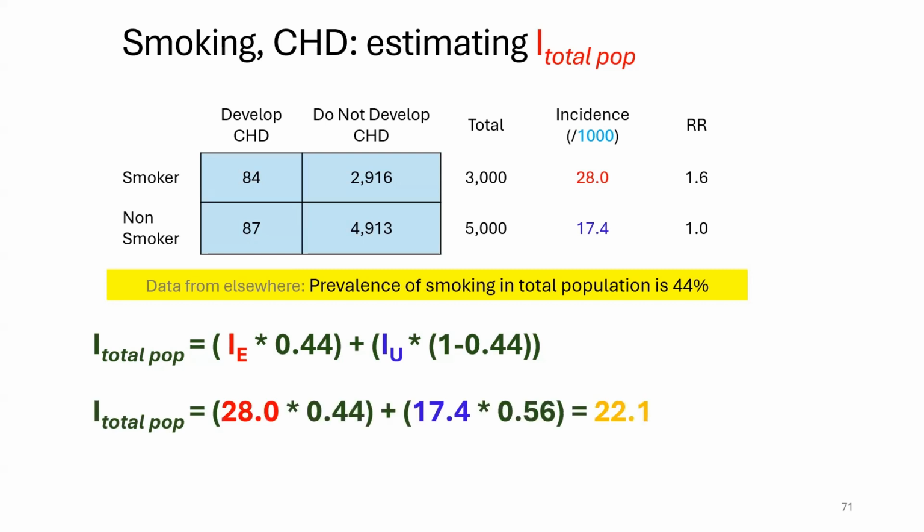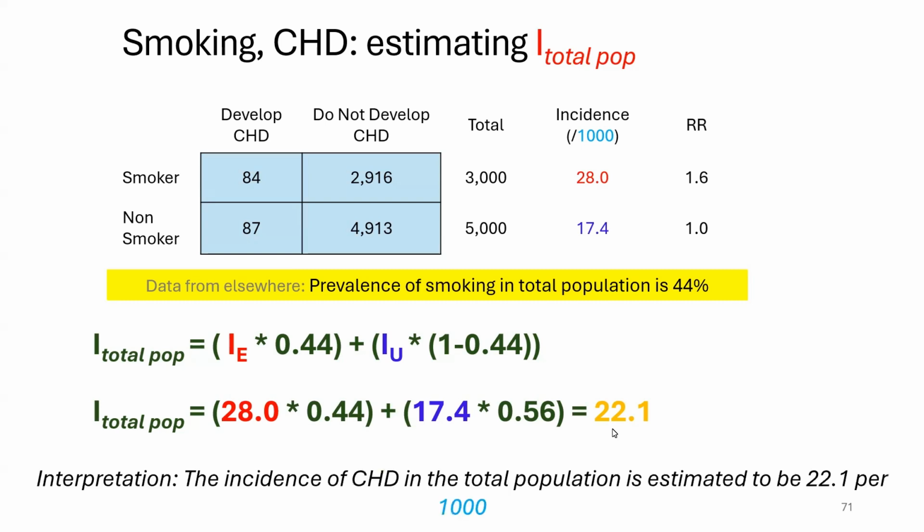So then we would run our formula and get something like 22.1. So we would interpret that by saying something like the incidence of coronary heart disease in the total population is estimated to be 22.1 per 1,000. So remember, our incidence rates that we applied here are out of 1,000 or per 1,000 population. So that translates down to how we calculate or estimate incidence in the total population.